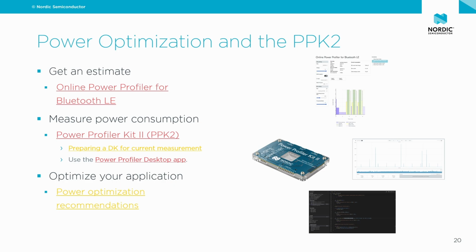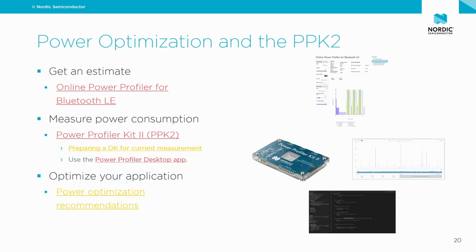So where do we start with the power optimization of a Bluetooth Low Energy application? Well, first we need to know the expected power consumption numbers for the SoC we're using in our project. Like, for example, how much current it draws when it's transmitting or receiving. Such information is found in the product specification, also known as the datasheet of the SoC.